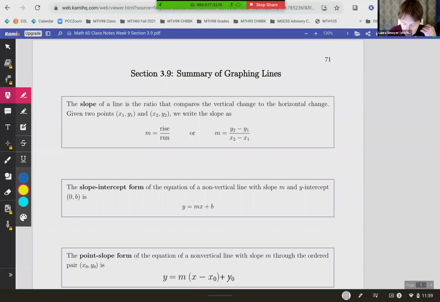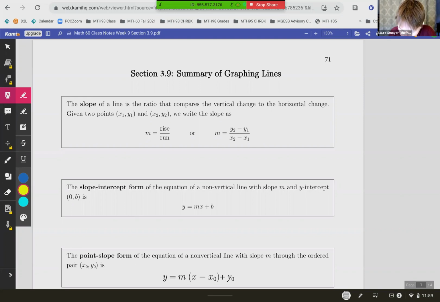In section 3.9, we are going to review everything that we have learned in chapter 3 about graphing lines. We start off on page 71 in the packet with a summary of the different formulas we have been using. First, it reminds us how to find slope by comparing the vertical change to the horizontal change.